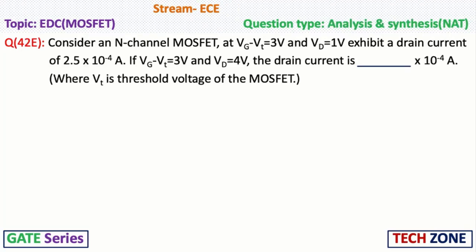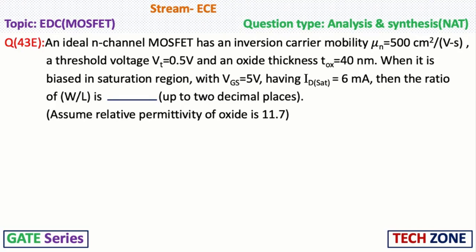The question here is: consider an n-channel MOSFET at Vg minus Vt equal to 3 volt and Vd equal to 1 volt exhibiting a drain current of 2.5 × 10^-4 ampere. If Vg minus Vt is equal to 3 volt and Vd is equal to 4 volt, the drain current is fill in the blanks × 10^-4 ampere, where Vt is the threshold voltage of the MOSFET. Next.